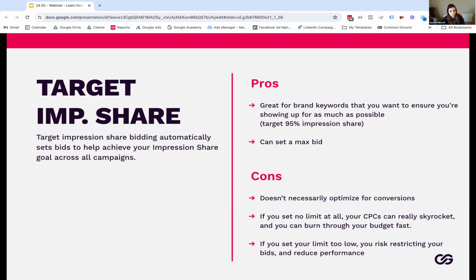With this, you can set a max bid, which is great. Again, it doesn't necessarily optimize for conversions. If you set no limit at all, it can skyrocket and go through your budget quite quickly. So if your brand campaign is often limited by budget, this may not be the best one for you. You may want to go for maximize clicks. And if you set your limit too low, you risk restricting and reducing performance, which is a common theme throughout. So you've got to give Google a little bit of control, but also keep an eye that it doesn't go crazy.